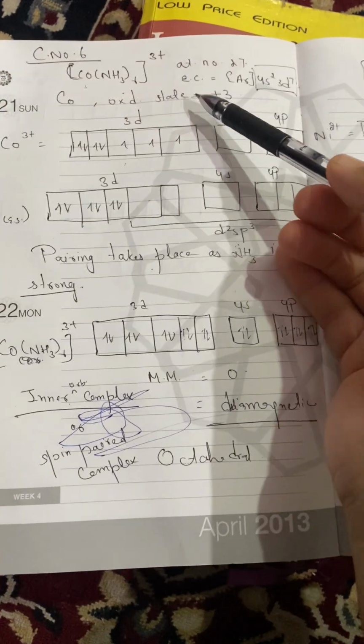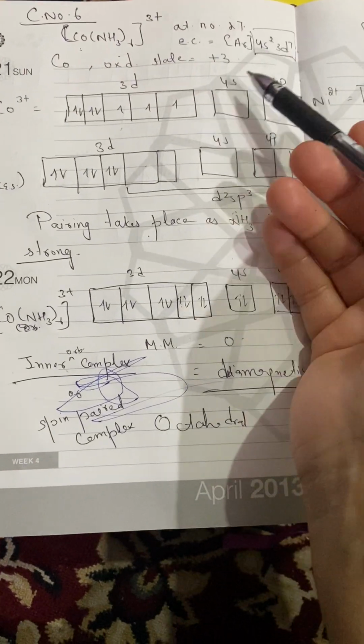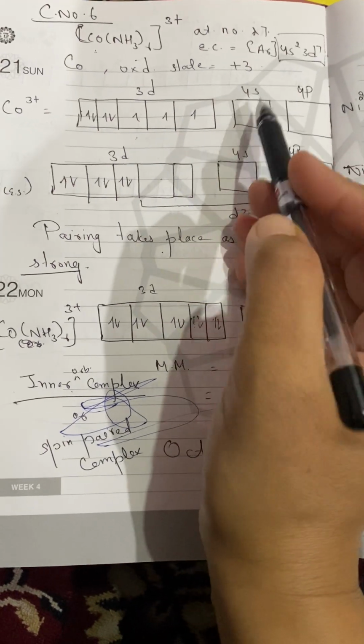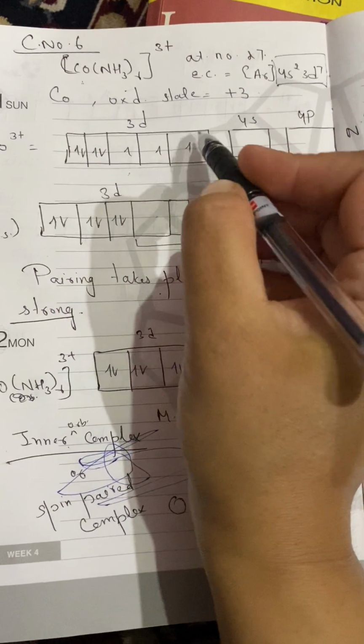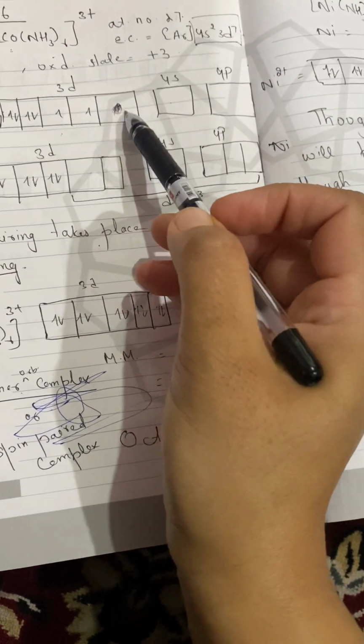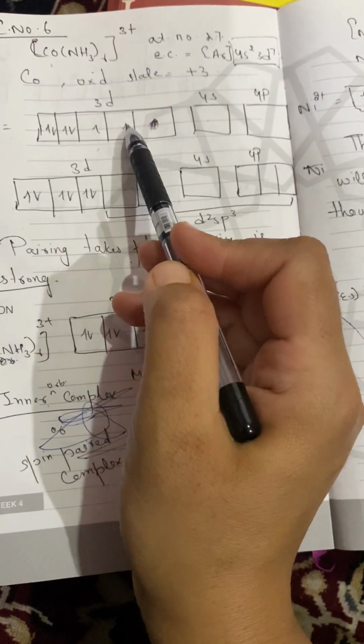As you can see, the cobalt has an oxidation state of +3, so that means it has lost 3 electrons. The electrons that cobalt loses are 2 electrons of 4s and 1 electron of 3d. So there is no electron over here, and there are 2 electrons.